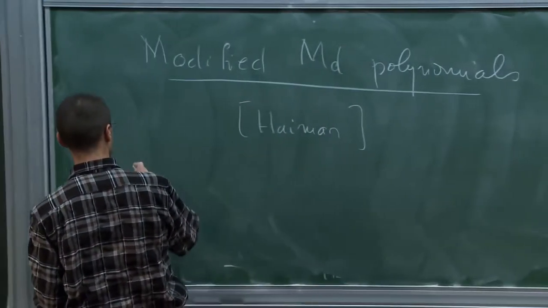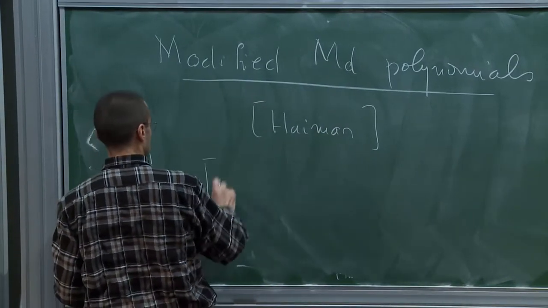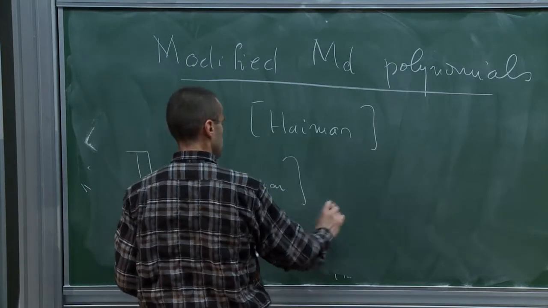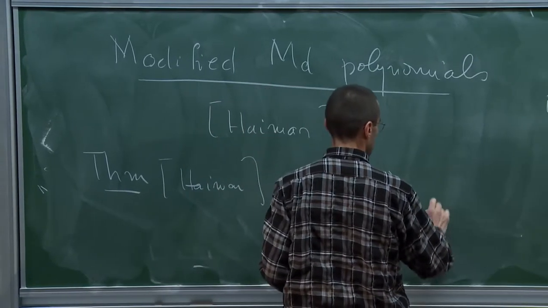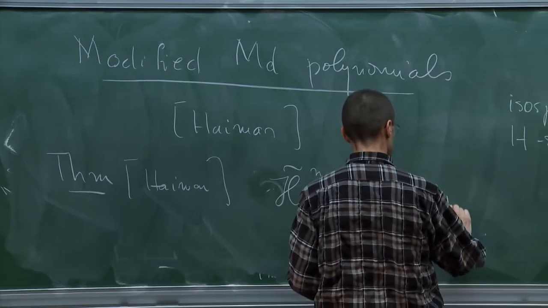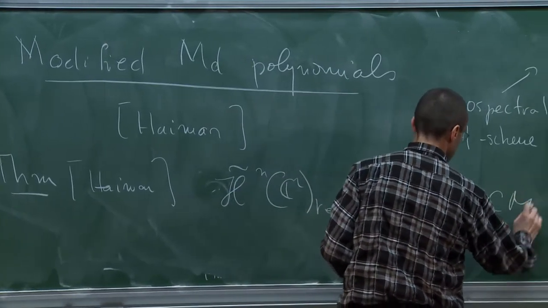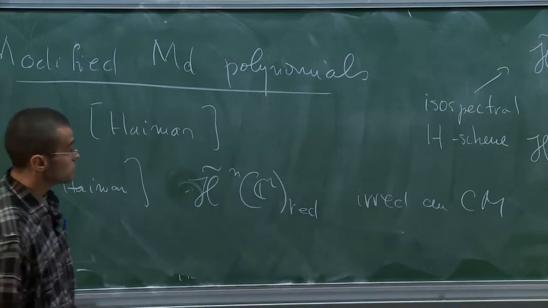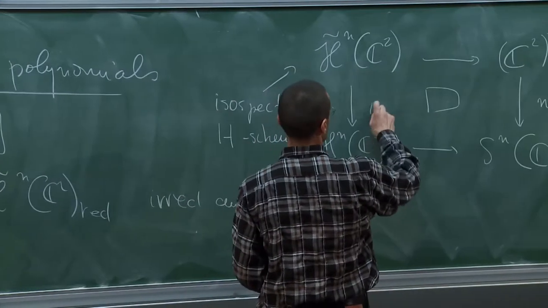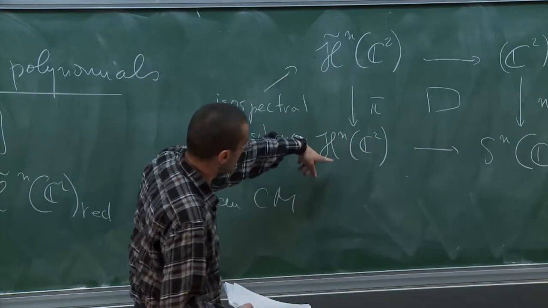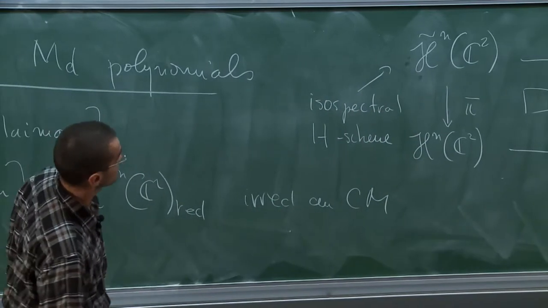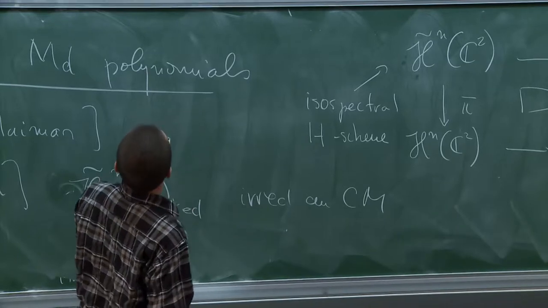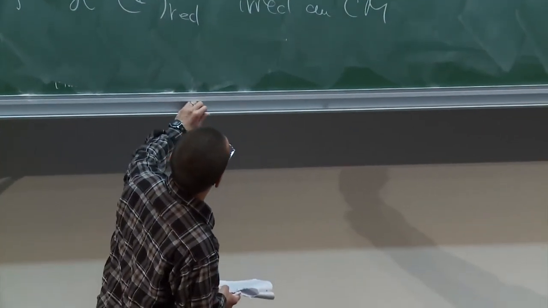But what Haiman proved, so there is a structure theorem. What he proved is that this H twiddle n C^2, if we take it with reduced scheme structure, is irreducible and Cohen-Macaulay. And that was very important, because what he did next was to take a push forward of the structure sheaf down here. And if you endow this with the reduced scheme structure, what you get down there is a nice vector bundle, which is known under the name of the Procesi bundle. And that's really the main geometric ingredient in the construction of the MacDonald polynomials.